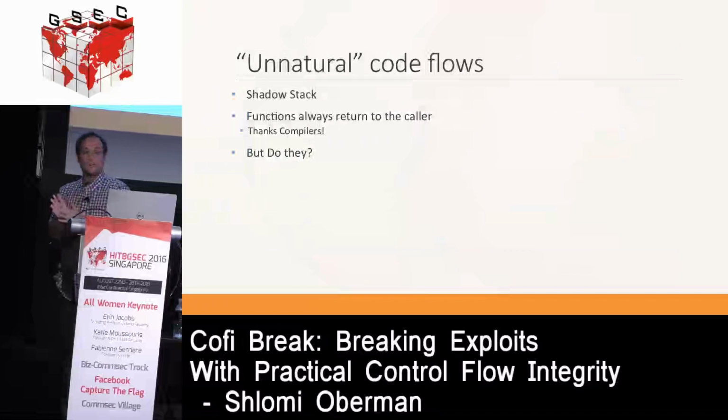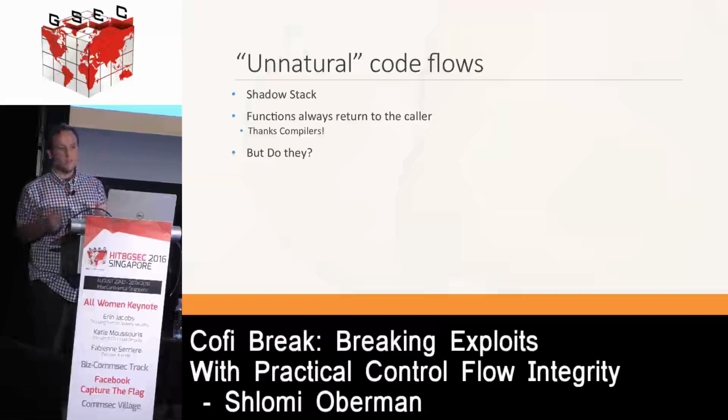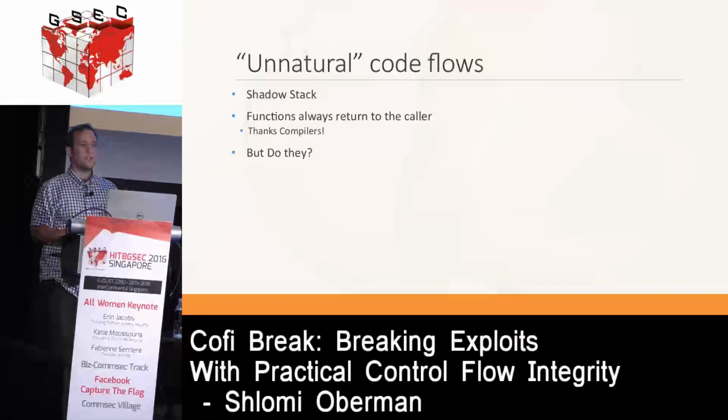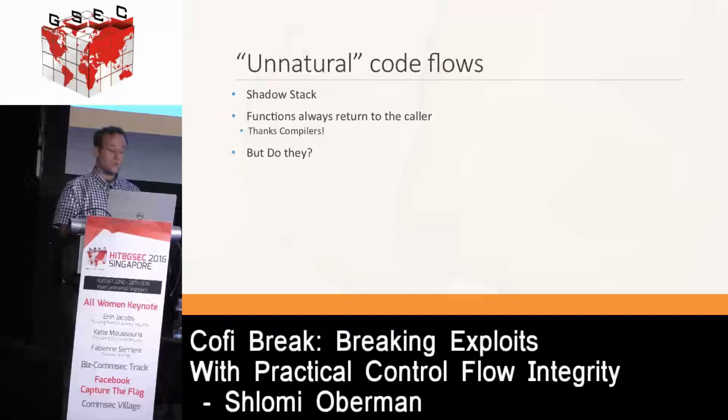Okay, unnatural code flows. This was also a pretty big issue. We want to implement a shadow stack. So in order to implement a shadow stack, we have to assume, this is not fun, we have to assume that functions always return to their caller. Okay, if we want to perform CFI analysis, we actually use the shadow stack as part of the tracing mechanism as well. So the shadow stack has to work.